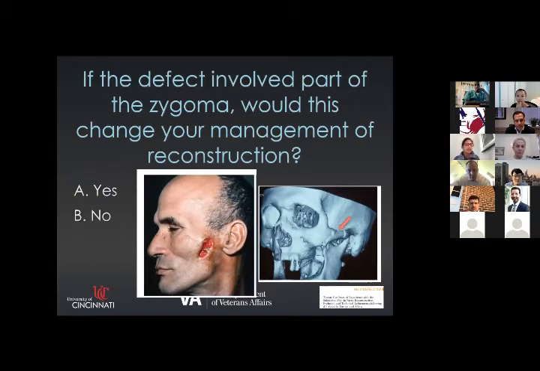And then my last polling question is, if that defect, this is a different defect, involved a zygoma and was a recurrent case, was radiated previously, would this change how you manage this? Would you continue to do the submental, or would you do something different?